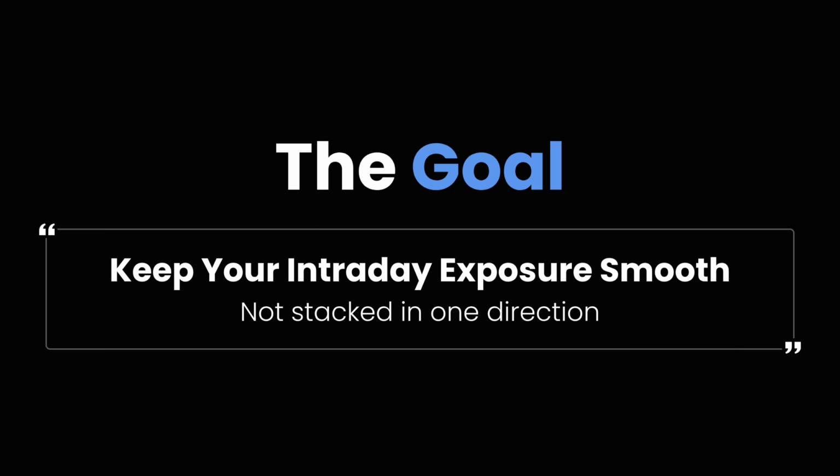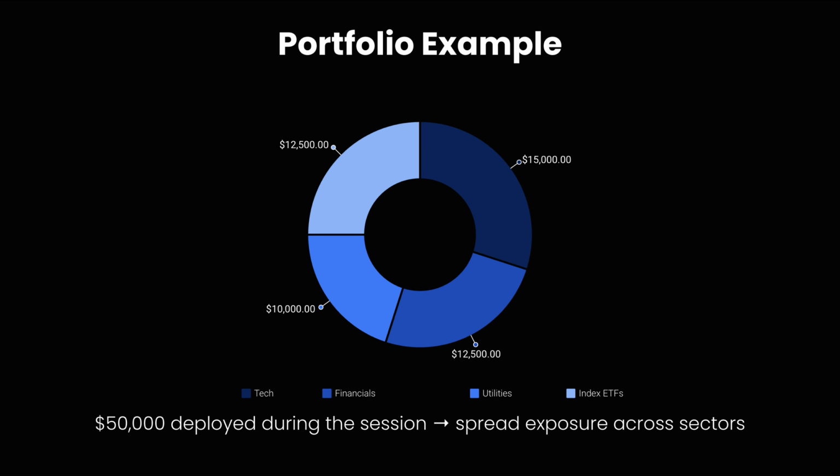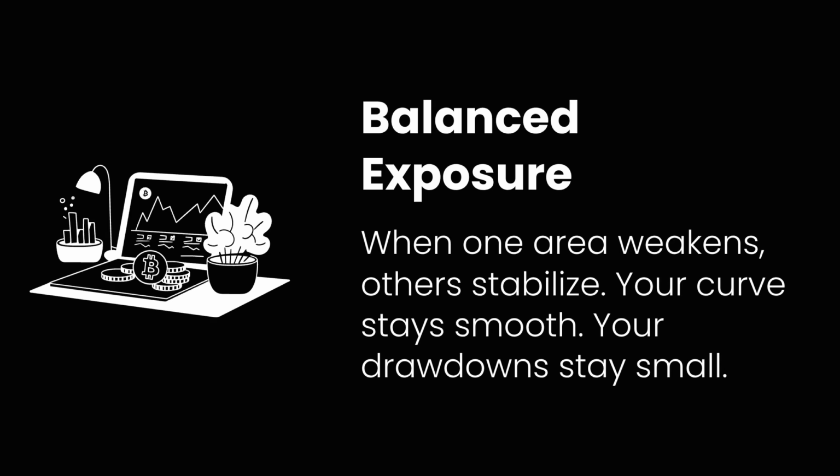Instead, you want your intraday exposure to be smoother. Imagine you have $50,000 deployed during the session. Rather than stacking all your trades into one sector, you spread them out. Maybe you have some exposure in tech, some in financials, some in utilities, and some in index ETFs. When one area gets weak, the others help stabilize your P&L. Your curve becomes smoother, and your downside becomes easier to control.